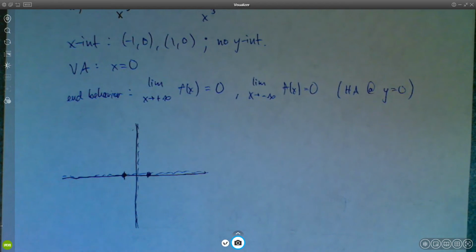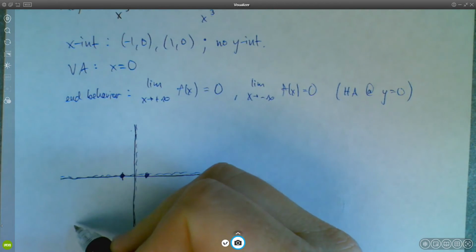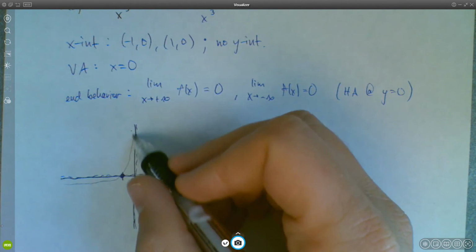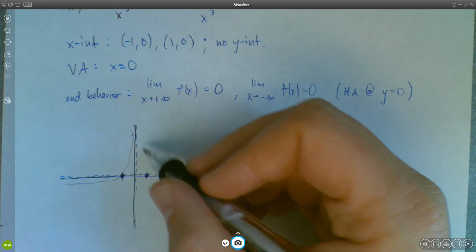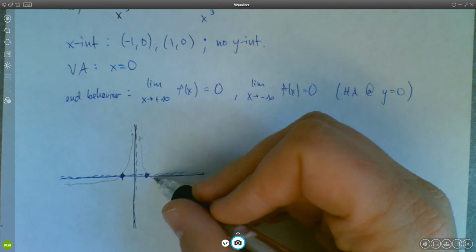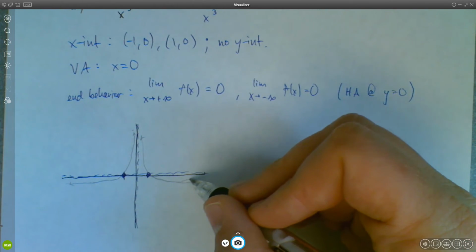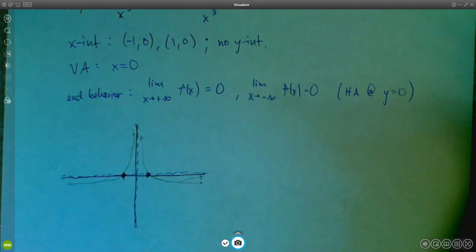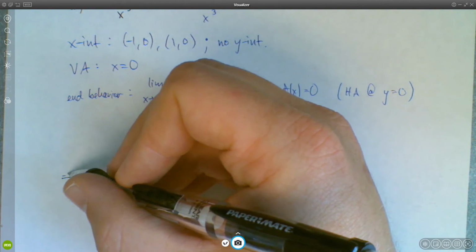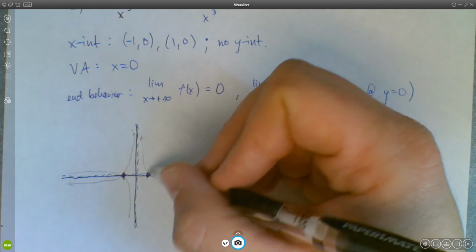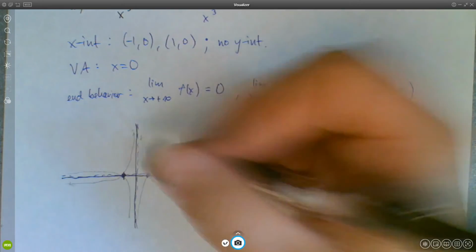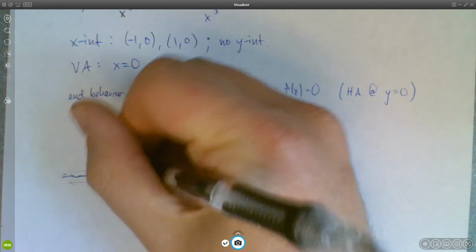So a couple possibilities is that maybe this thing kind of looks like, I don't know, maybe something like this. Although it's not going to get further away from the horizontal asymptote, is it? It's got to come back up, which means there's got to be some inflection points here. So maybe it looks like that. Then again, maybe it's doing just the opposite, right? So maybe it's going down, or maybe one side's going down and the other side's going up. I mean, we really don't know at this point.